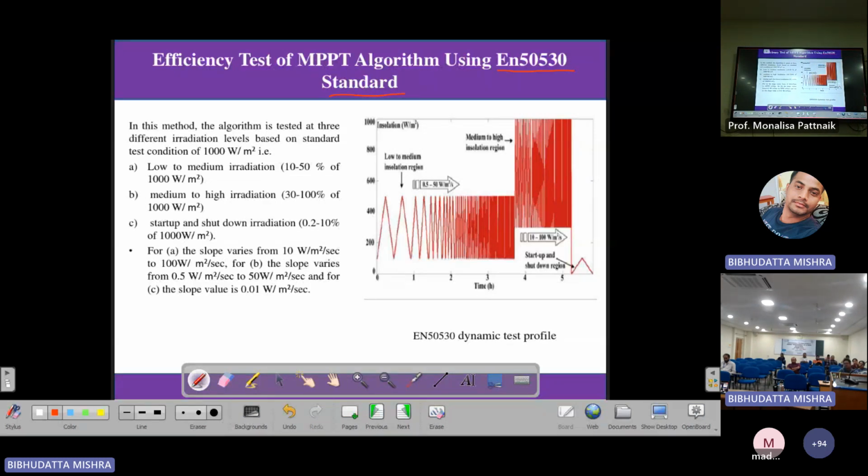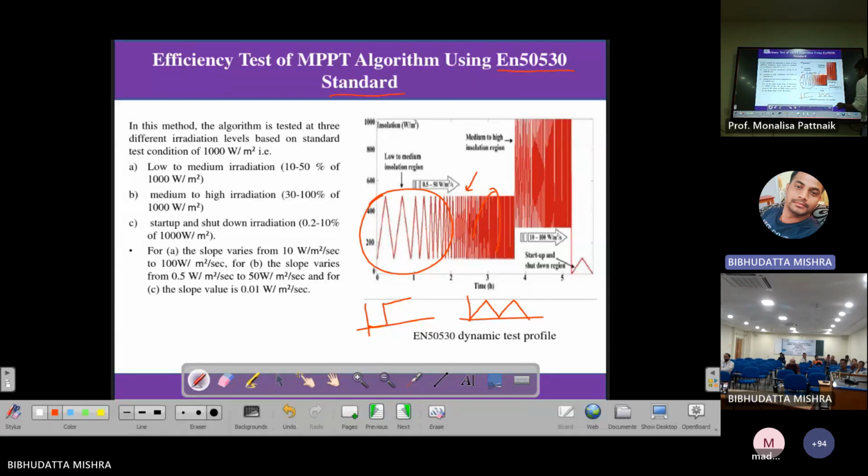So what is the standard? It is the same thing, but it is not considering that irradiation changes instantaneously. Irradiation changes in a slope. So this is the slope. You can see that this part is a slow variation, and here it is a fast variation. If there is a fast moving cloud, you will get this kind of variation, and if it is slow, you will get this kind of variation. And you should always test your MPPT algorithm with this standard.